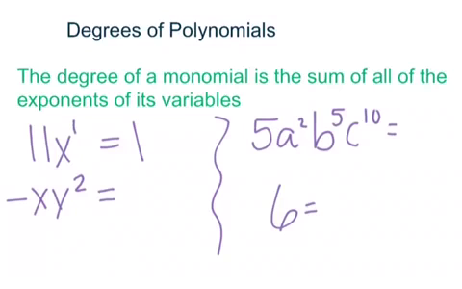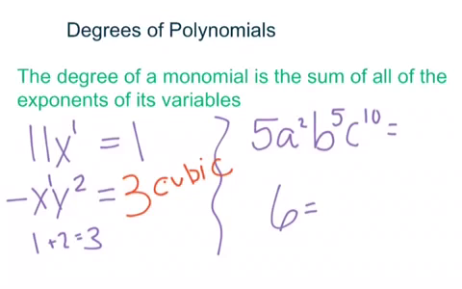It has a degree of 1. It is called a linear, okay? This one over here, we have the implied 1, so we're going to add these two up. 1 plus 2 equals 3. So that degree is going to be 3. That would be cubic.